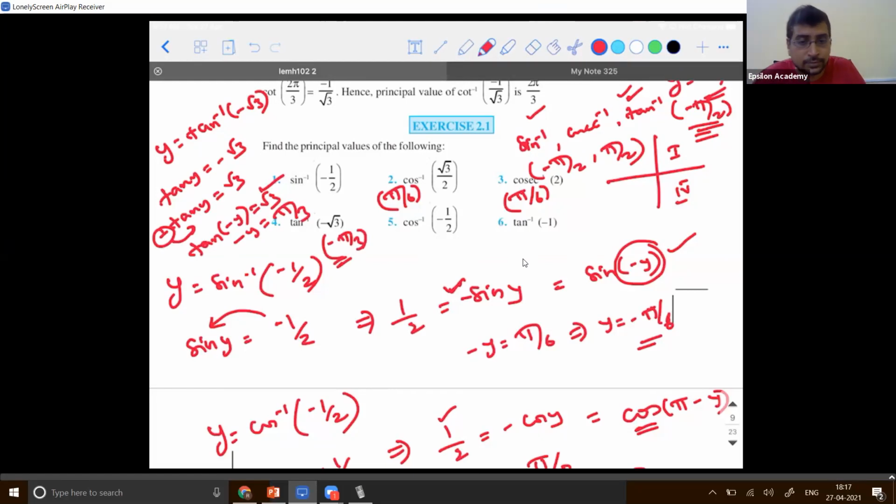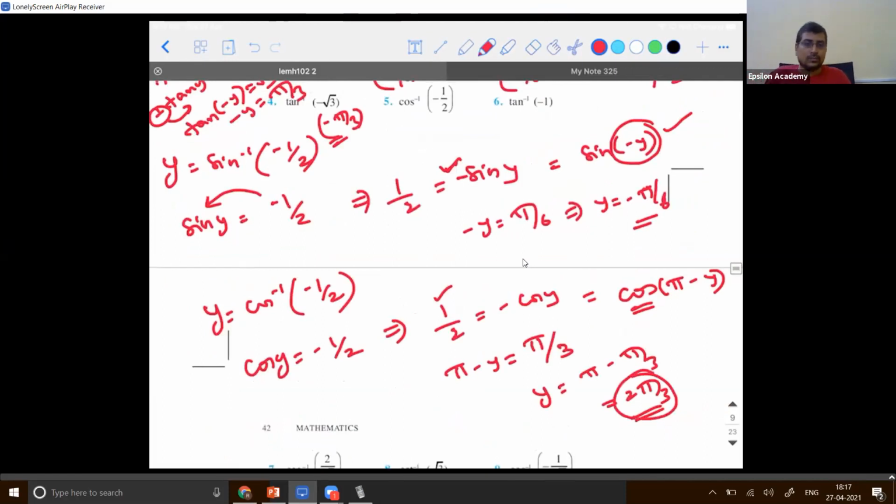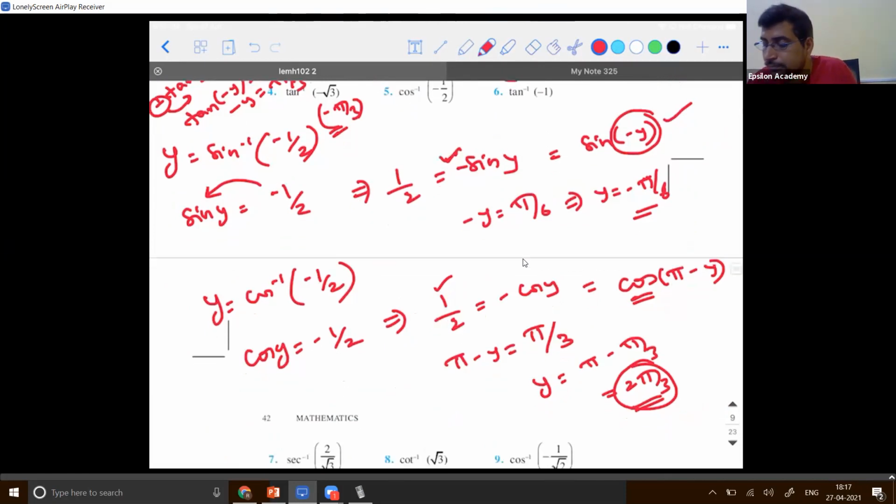Cos inverse of minus half. I solved it already: two pi by 3. Right. So tan inverse of minus 1. Is it minus pi by 4? Minus pi by 4, perfect, guys. So everybody is clear with this, right?